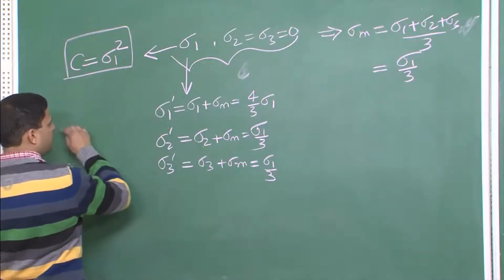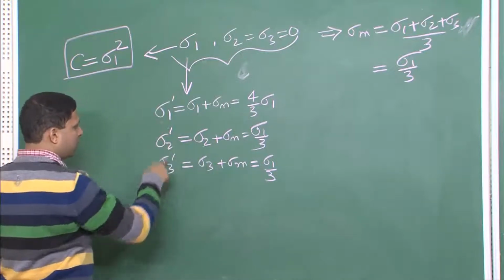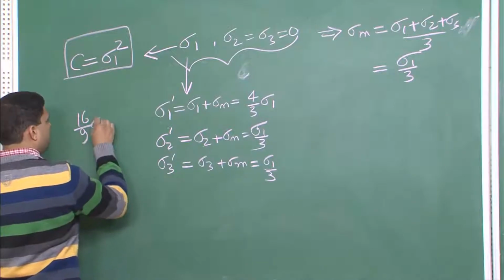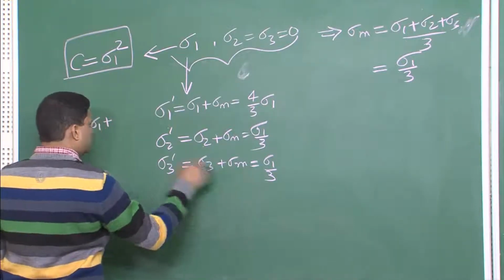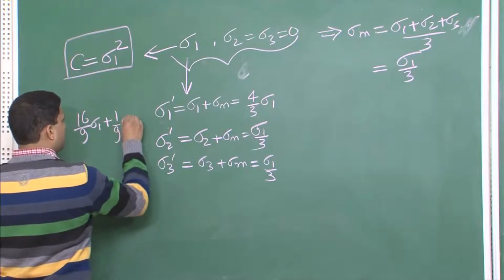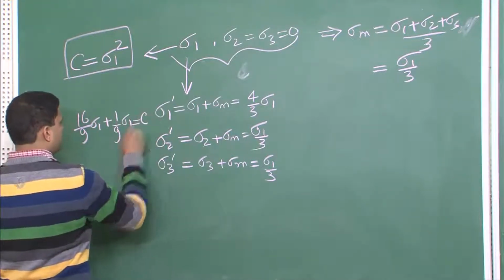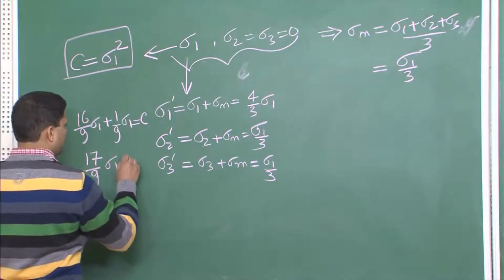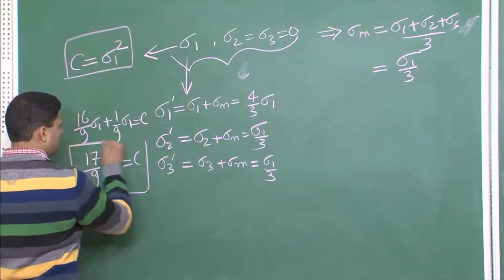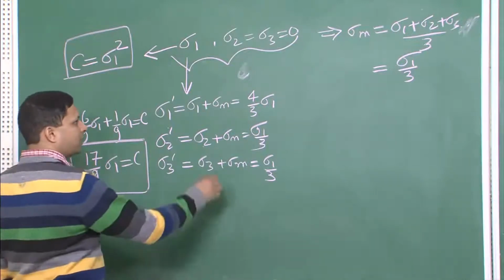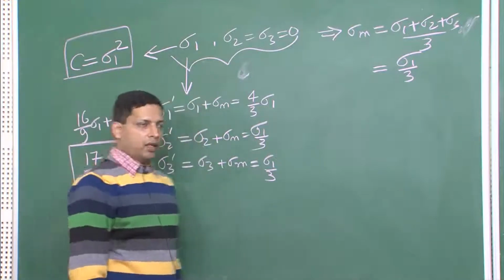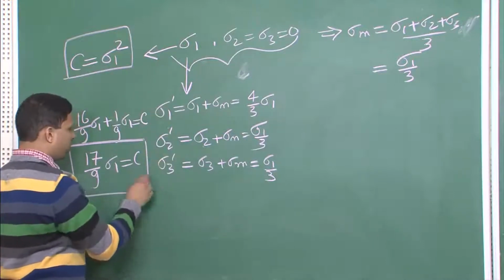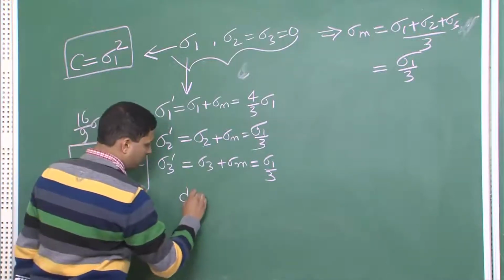Now, we will do the same thing over here. Here we have sigma 1 square, and this is sigma 3 square. So, this becomes 16 by 9 sigma 1 square plus 1 by 9 sigma 1 square equal to C. So, C has now become 17 by 9 sigma 1 square. Now, what do we see? That when you apply the same yield criterion before applying the mean stress and after applying the mean stress, you get a different value of C.